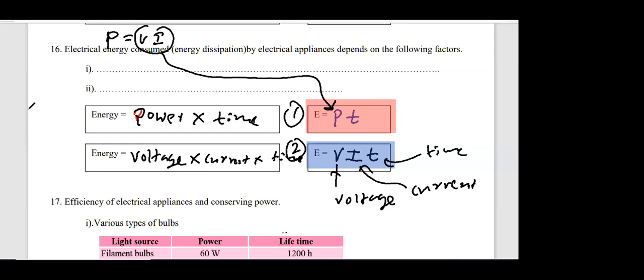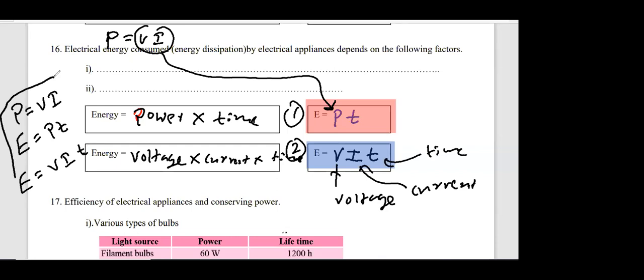Okay, so I have now given three equations. What are the three equations? Number one, power equals VI. Number two, energy equals power into time. Third equation, energy equals VIT. These are the three equations you have to remember for the exam. Depending on the data given, you have to choose the equation.